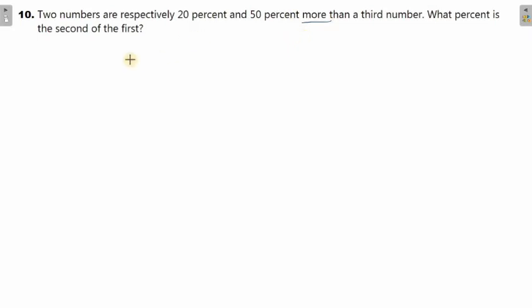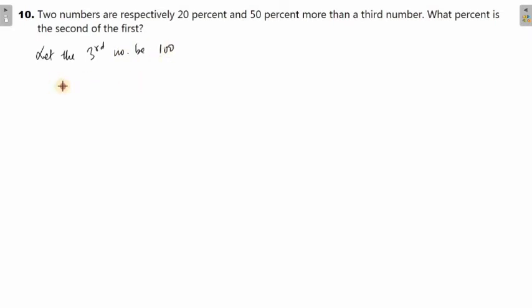Okay, so there are three numbers: first number, second number and third number. The first number is 20% more, and the second number is 50% more than the third number. That's the meaning of this. So let me take the third number to be 100. Let's see what we get. So let the third number be 100.